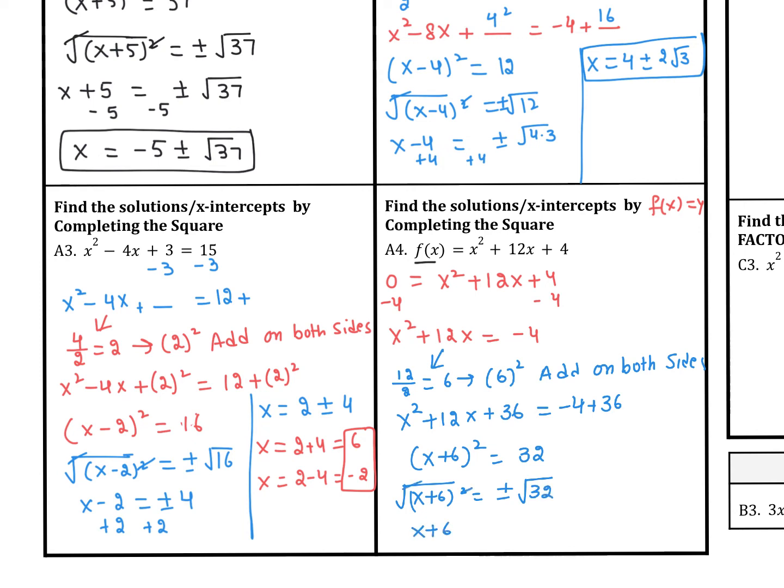x plus 6 equals plus or minus square root of 32, which is 16 times 2. And x plus 6 would be plus or minus 4 square root 2. The square root of 16 comes out as 4, and when you subtract 6 on both sides, x will be negative 6 plus or minus 4 square root 2.